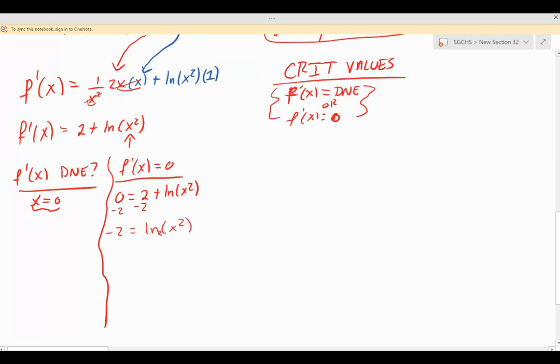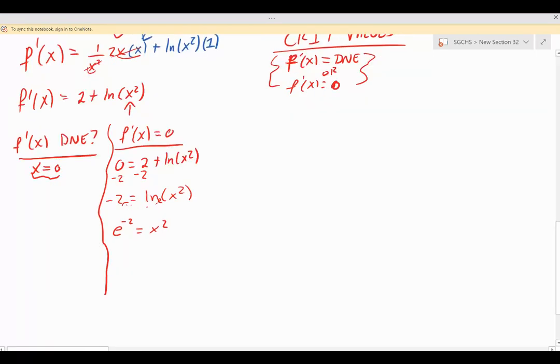Remember, this is the base of e. So we can bring this and make -2 our power. So e to the -2 equals x squared. It's really important to be comfortable with all of the different types of exponent and log rules you're going to be doing. I want to make this a positive value before I do anything, so I'm going to make it 1 over e squared equals x squared.